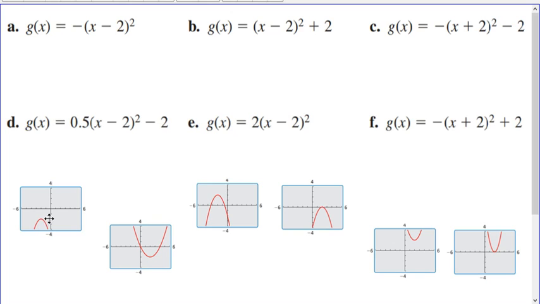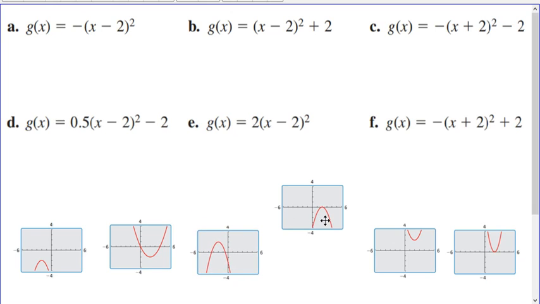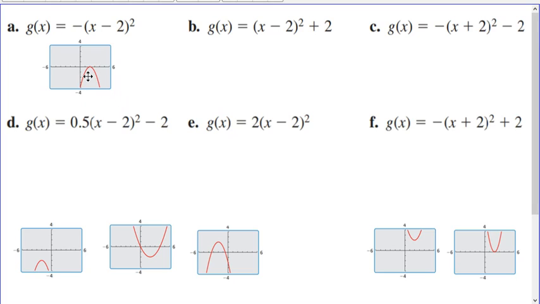This one has been moved left and down, so it's not that. This has been moved left and up, not that. This is my last remaining function. So again, the negative in front means the parabola opens down. The minus 2 inside means it has been moved to the right.